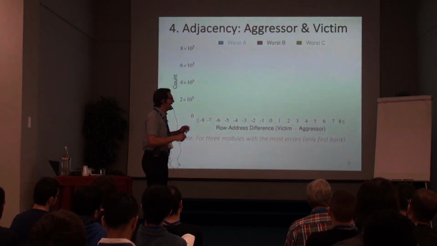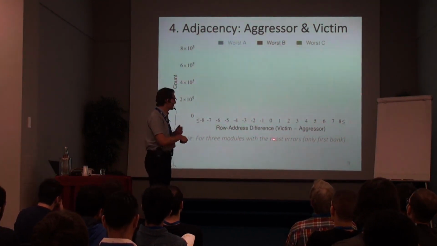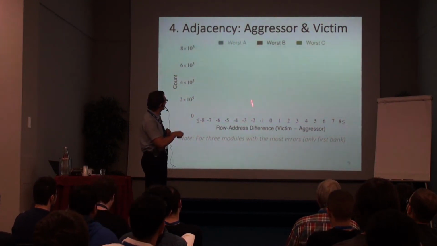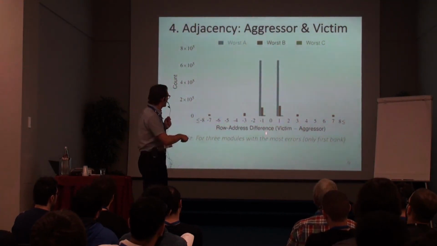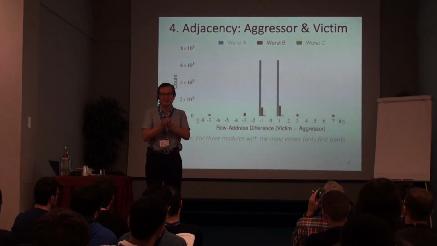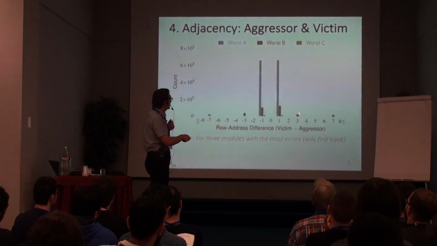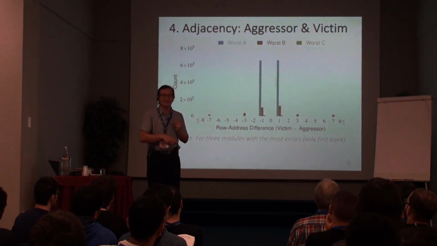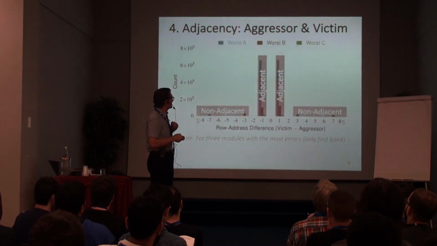If you look at the row address difference between the aggressor, the hammered row, and the victim, the row that you're flipping bits on, most of them are adjacent. You can see that the difference is either +1 or -1 as we expect, meaning that in the logical address space, these things are close to each other. But sometimes you get a difference of 3, a difference of 7, right? Now, what does this mean? This actually means that some of them are non-adjacent.